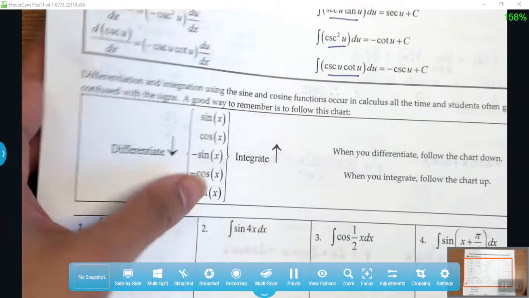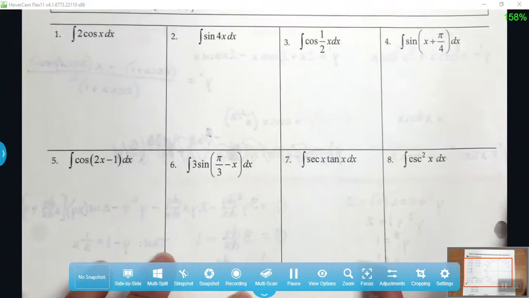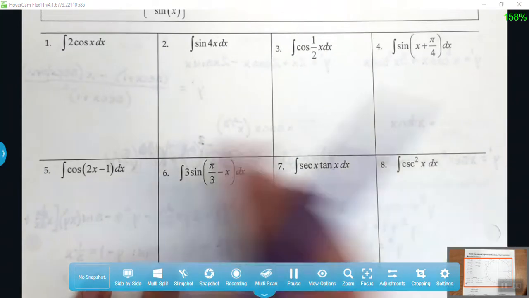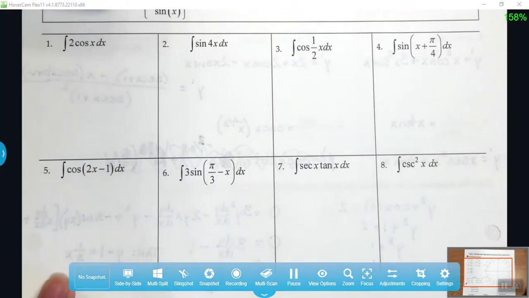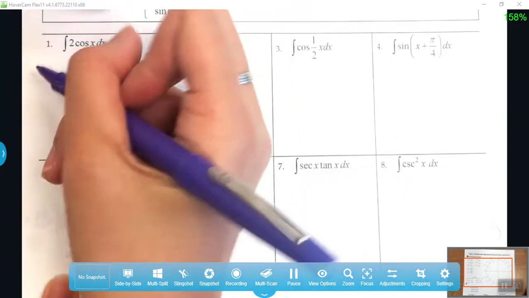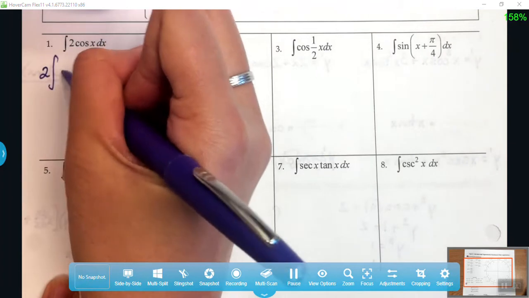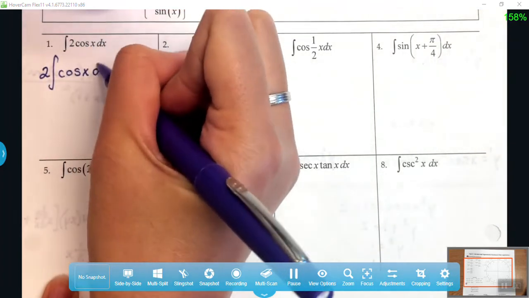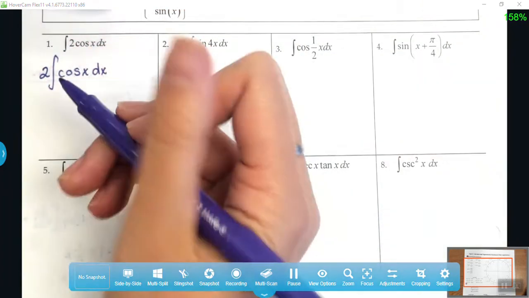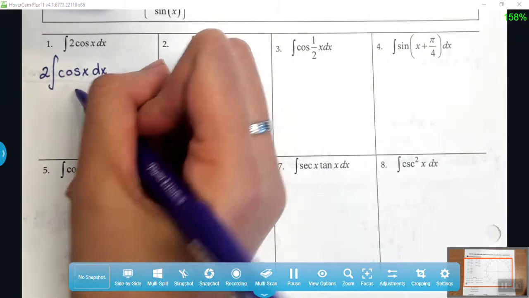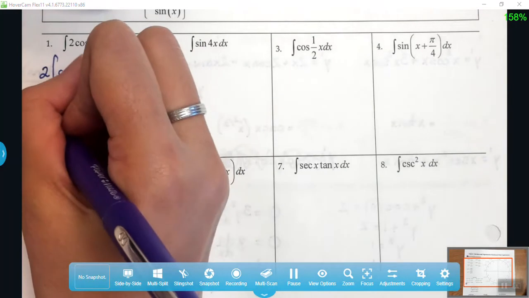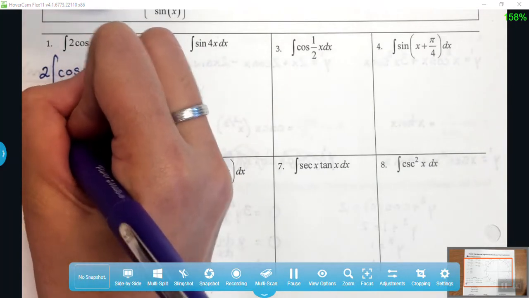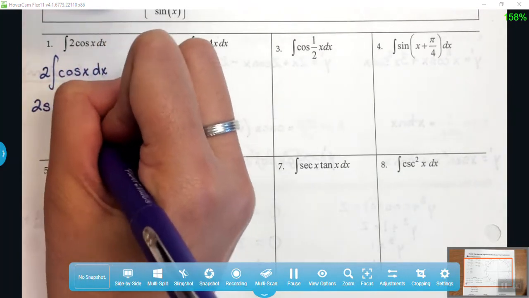Okay, but if you don't need it, then you don't need to write it. All right, let's talk about these. So the integral of 2 cosine x, the 2 is a coefficient, so we can just take that out. And the integral of cosine is just regular sine. Yeah, that's the tricky part. So this is just 2 sine x plus c.